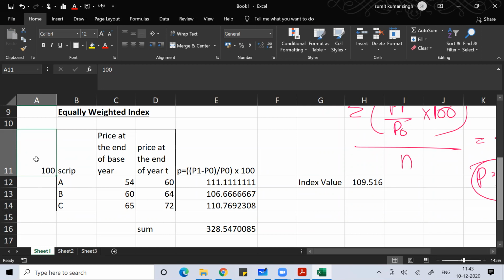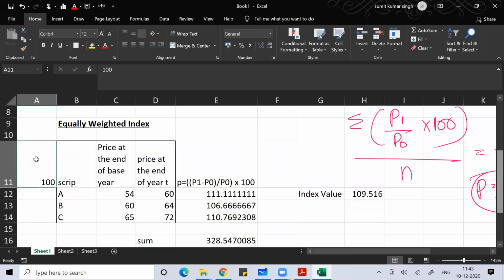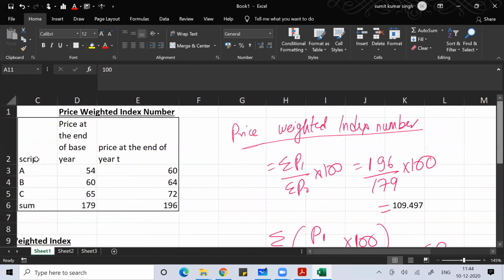Clear? Any doubt? Anyone? Any doubt? Done, everyone? So equally weighted, all this we have done in statistics.